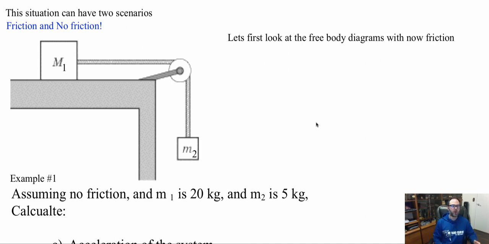So to start this off, the first thing we want to do is make a free body diagram for each mass, mass 1 and mass 2, because we have, once again, 2 situations. We have a situation for mass 1, and we have a situation for mass 2.